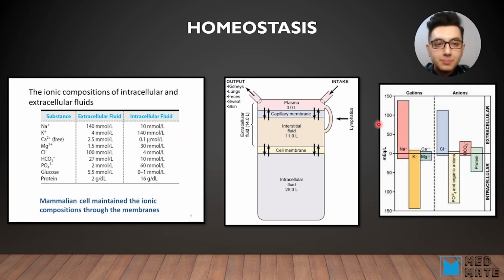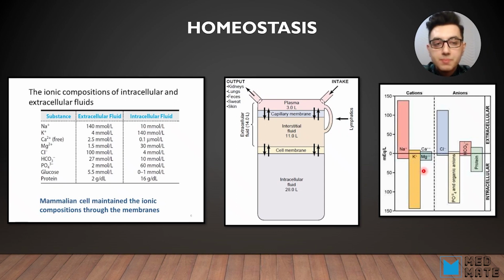So basically, sodium is more abundant in extracellular fluid, as you can see here, and you can also follow the numbers on the other graph that I have illustrated for you here. The concentration of sodium is 140 millimole per liter in extracellular fluid and 10 millimole per liter in intracellular fluid. The other substance is potassium. Potassium is more abundant in intracellular fluid: its concentration in extracellular fluid is 4 millimole per liter and 140 millimole per liter in intracellular fluid.